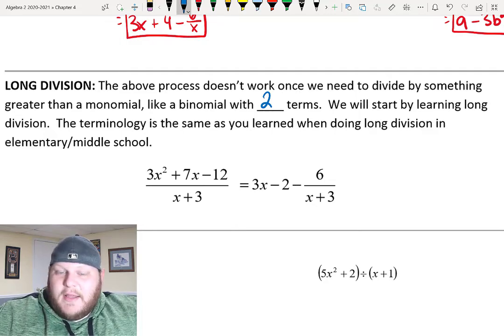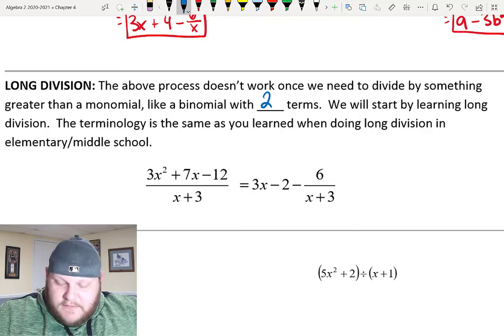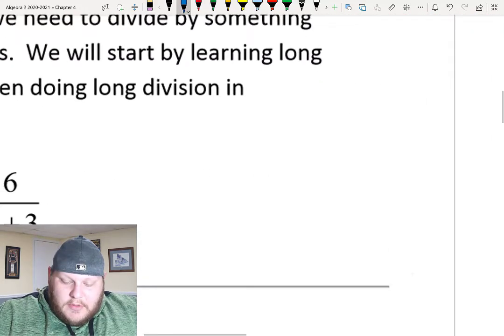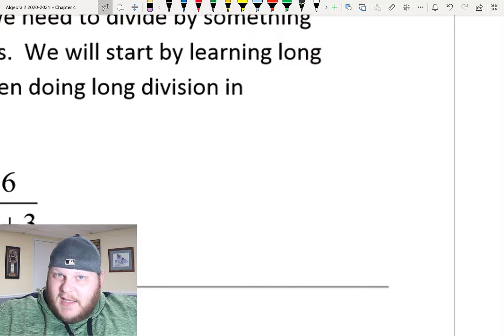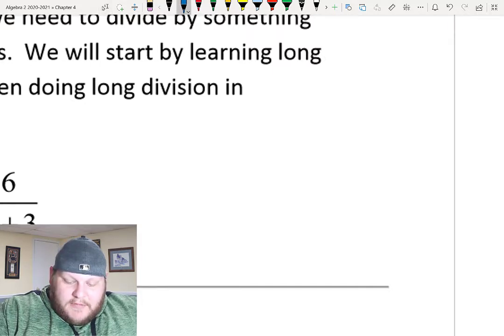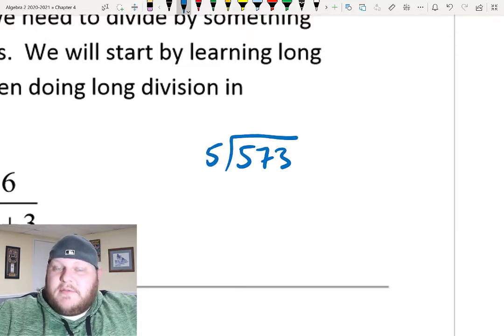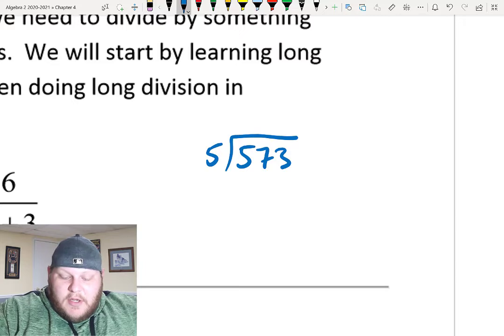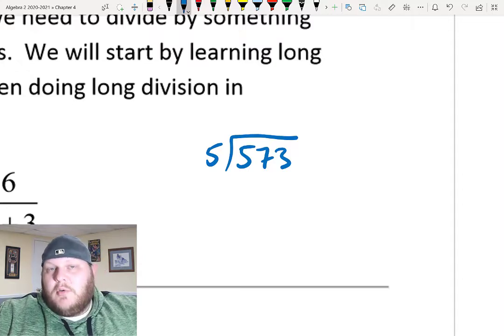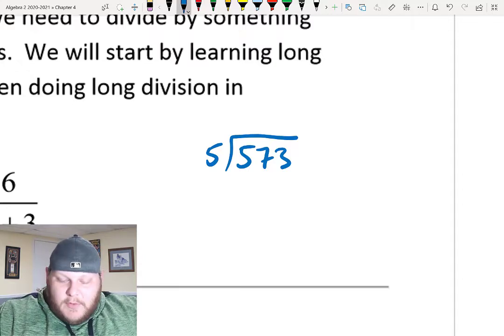We are going to start by doing long division, and I want to do a quick refresher first. Basic long division, like you learned back in elementary school. If I wanted to divide 573 by 5, the process for long division was starting with what I have to multiply this 5 in front by to make it match that next term.